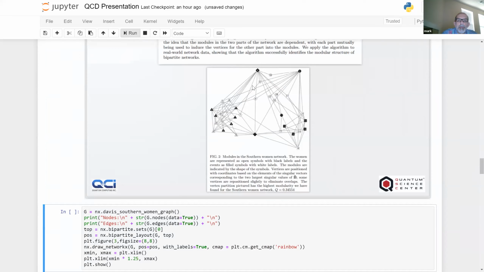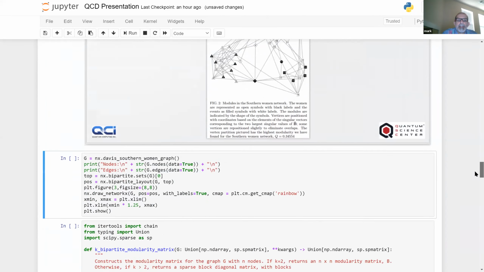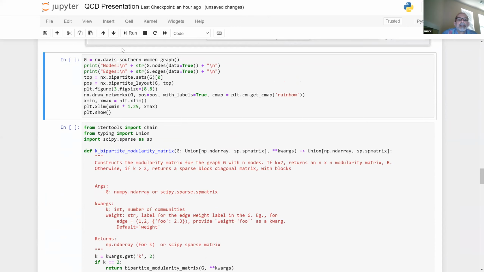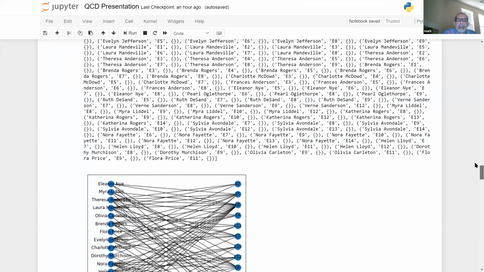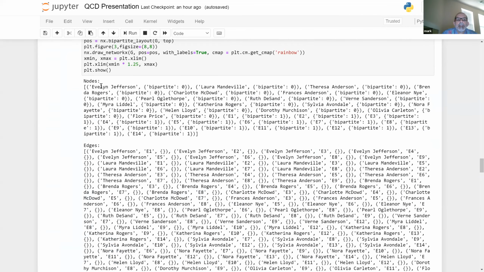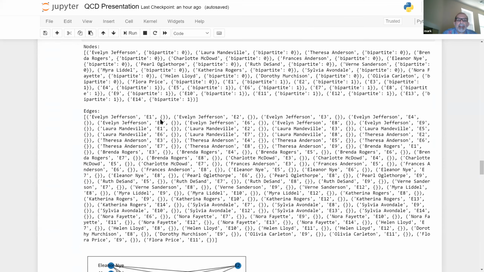And so again, Southern Women is built into NetworkX. And so we can visualize the nodes in the network. They're women that are assigned to the bipartite 0, so they're all in the 0 grouping. And then the events are assigned to the 1 mode or grouping for the bipartite. And the edges only connect a woman with the meetings that she attended. So Evelyn Jefferson attended event 1, event 2, event 3, event 4, etc. And again, it's an unweighted graph.